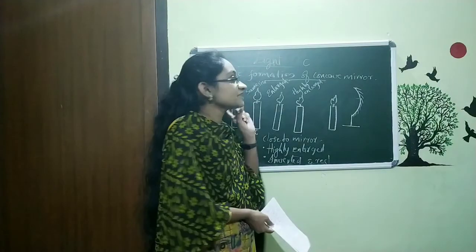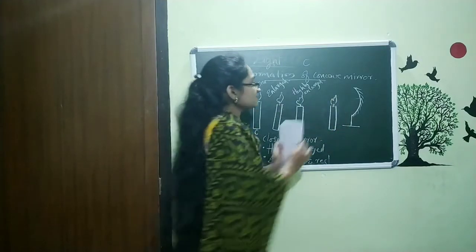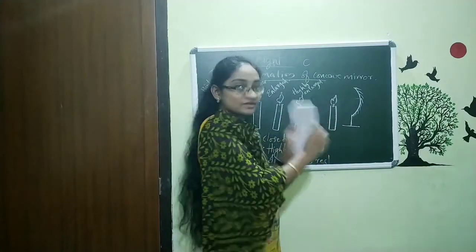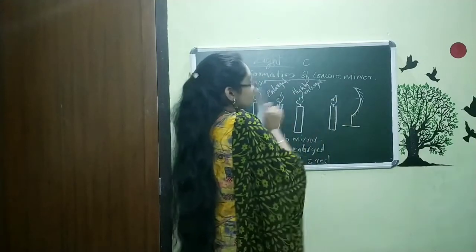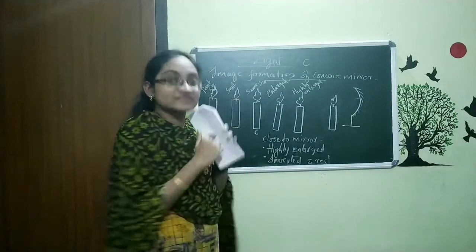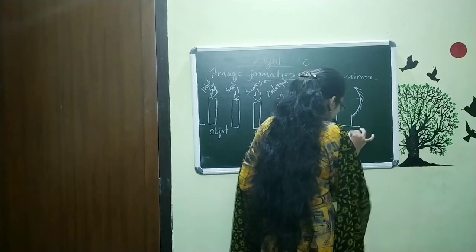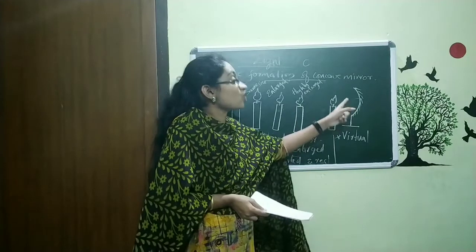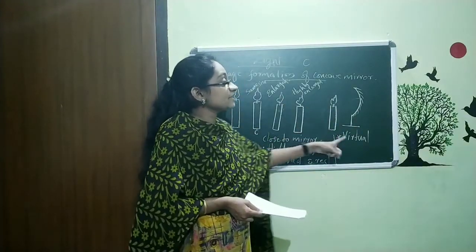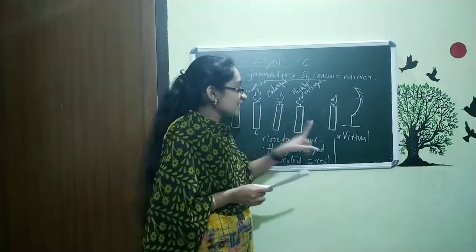No, you will get something different when you are placing the candle very near. And I am just trying to focus the image on the screen. Wherever I move this screen, I won't get the image on the screen. That means I can say the image is virtual. That is, when I am placing the object very near to the concave mirror, then I will get the image as virtual. That means it is not possible to focus the image on a screen. That is the first point.